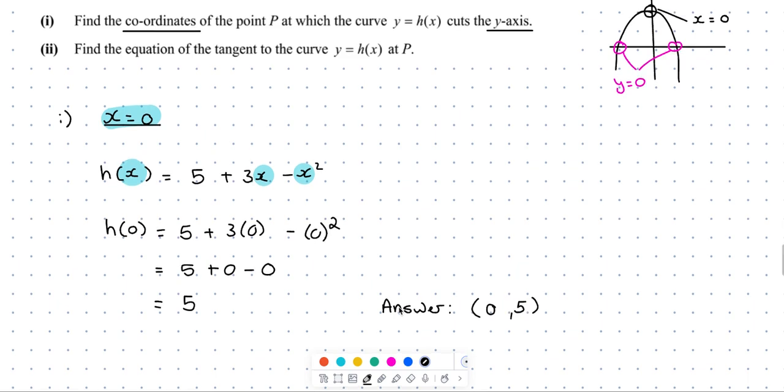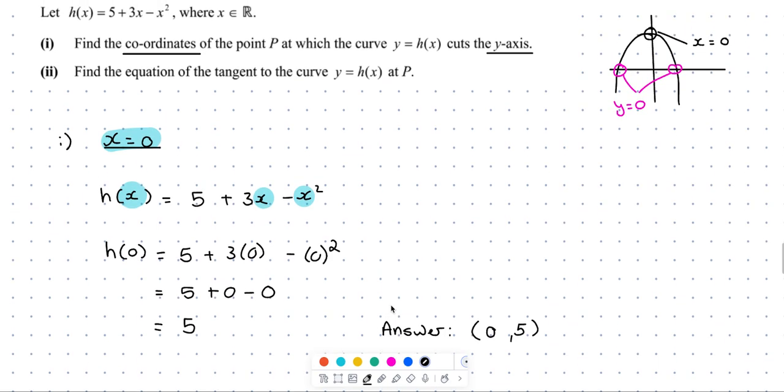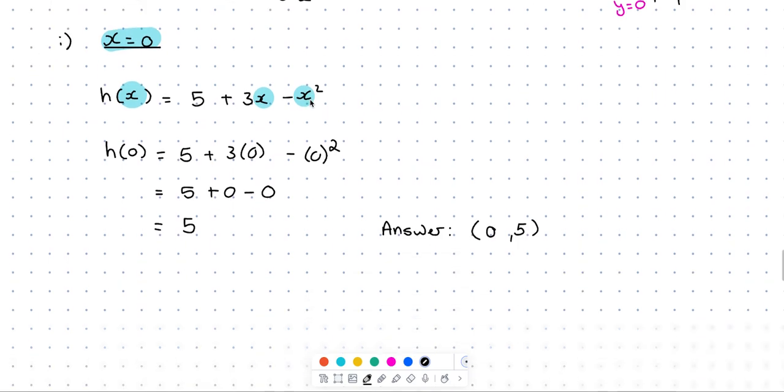Okay, the next piece then is finding the equation of the tangent to the curve y is equal to h of x at P. So what we have is to find the equation of a tangent. Now when you see that word tangent, you need to think in your mind: line, because that's what a tangent is, it's a line. So actually what they're asking for in part 2 is for us to find the equation of a line.